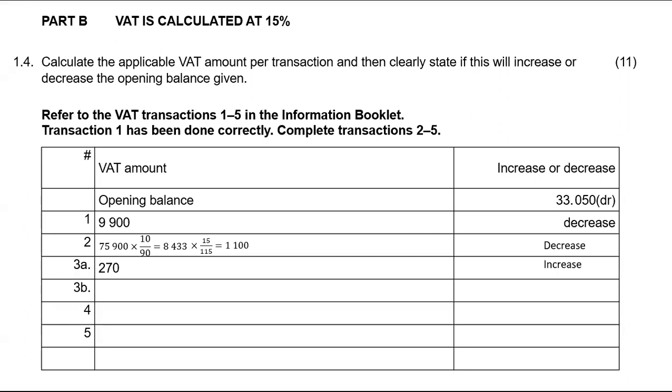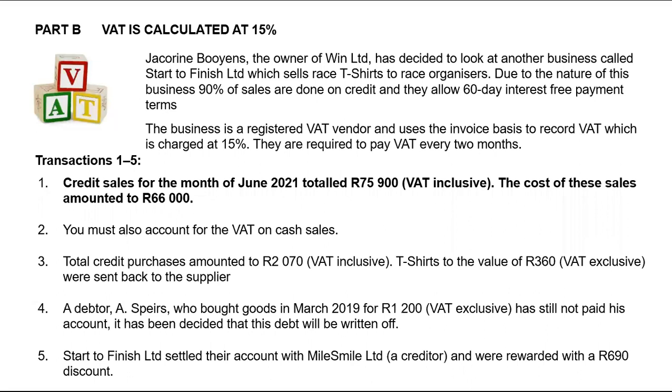Now, as I've said, it will increase your VAT input. Let's continue to the next one. Number three. We did number three, okay. Number three says that the total credit purchases amounted to 2,070, right? And T-shirts to the value of 360 VAT exclusive were sent back to the supplier. Please note that we calculate that 2,070. When you take 2,070 and you multiply it by 15, you divide it by 115, it'll give you 270, of which I said that it will increase your VAT input.